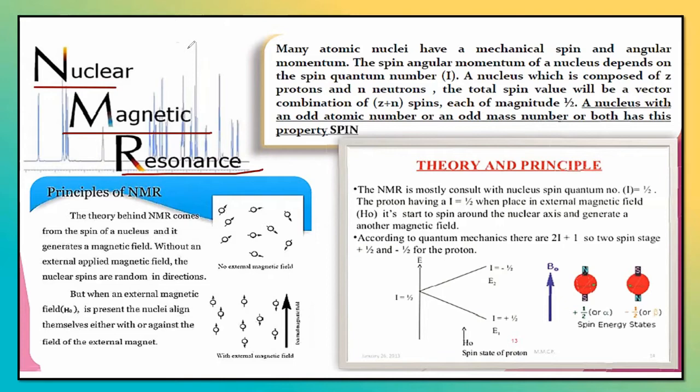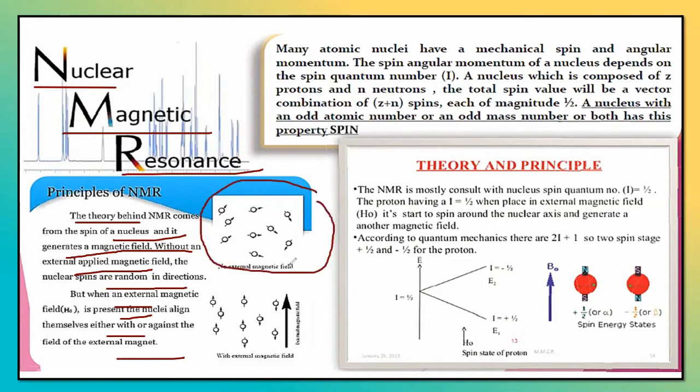So, what is the principle behind this particular phenomenon? The theory behind NMR comes from the spin of the nucleus and its generated magnetic field. Without an external field, the nuclear spins are in random directions, but in the presence of an external field, what will happen? They will orient themselves in such a way so as to maintain the magnetic behavior. So in the absence of field, this will be the orientation. In the presence of field, this will be the orientation.